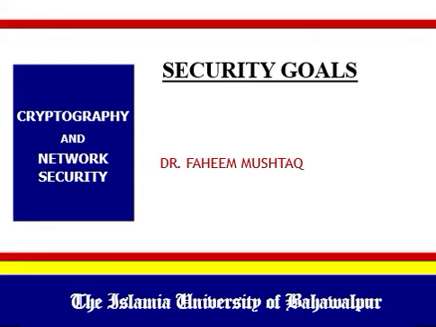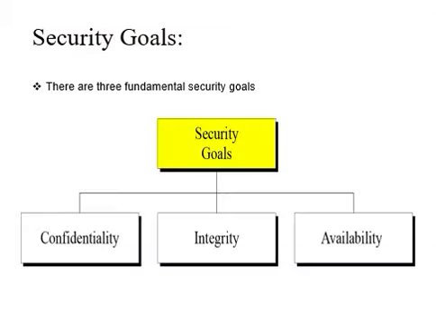Today we are going to discuss the security goals. We are going to discuss the lecture series of cryptography and network security. Security is the major aspect to store information and send it across the network from one location to another in a secure manner. Cryptography is an important component to ensure the secure communication of data by using security services like confidentiality, integrity, and availability.